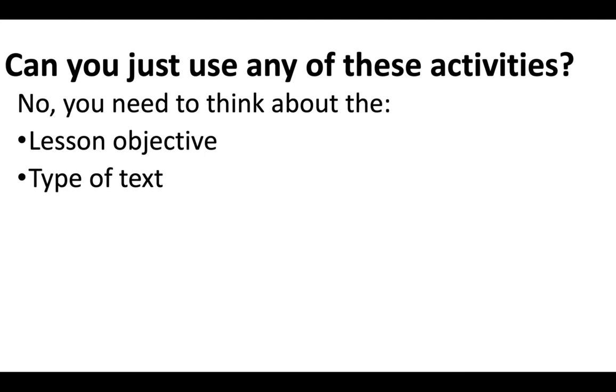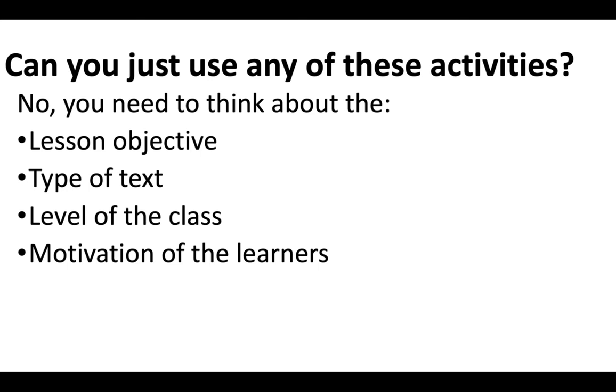Two, the type of text that you have, because some of the activities might not work very well with the text that you have. Second, the level of your students, like what is their proficiency, right? Some of the activities require complex skills when it comes to completing tasks in the classroom. So you have to make sure that they're at the appropriate comprehension or proficiency level of the learners. Next, the motivation of the learners also plays a role in the type of activities or tasks that you will do in the classroom.